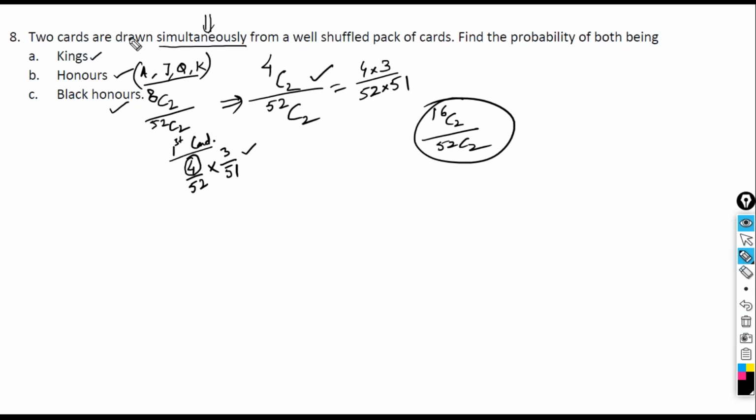Guys, is it clear to each and every student, all three questions? Tell me, Shivani, what is the doubt?